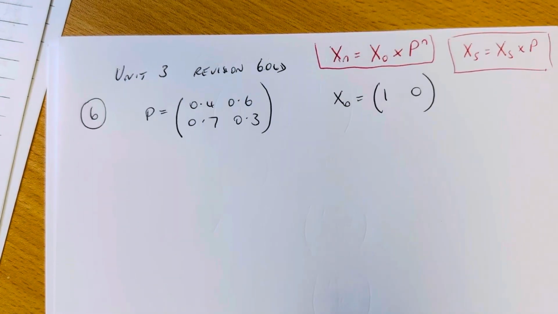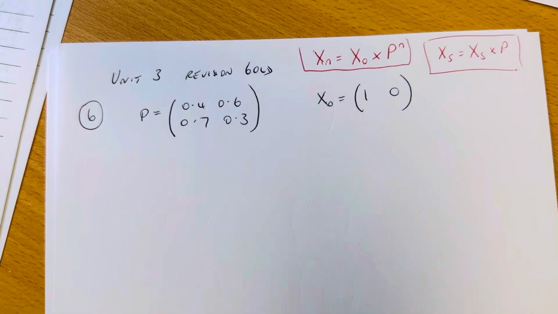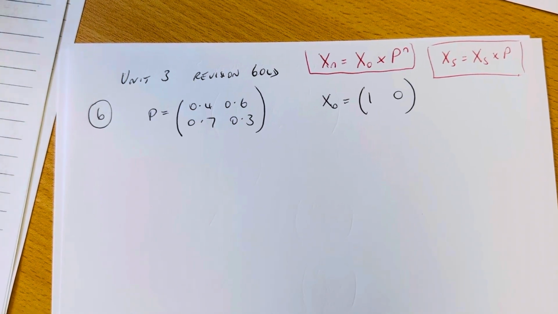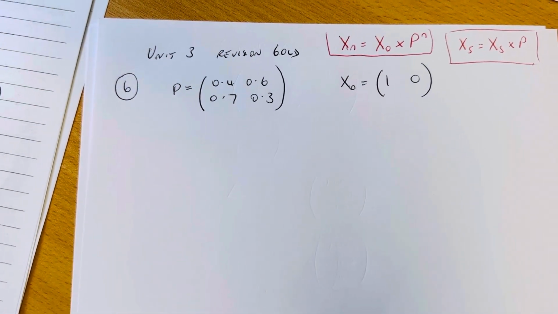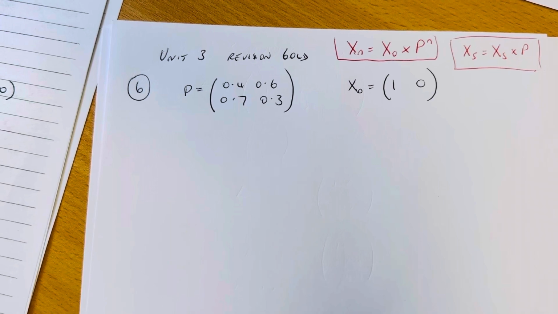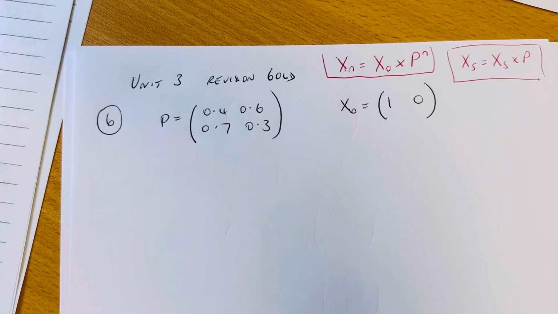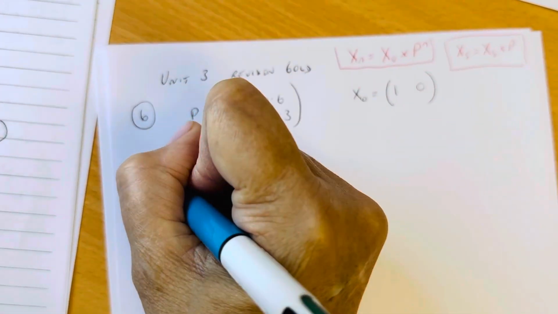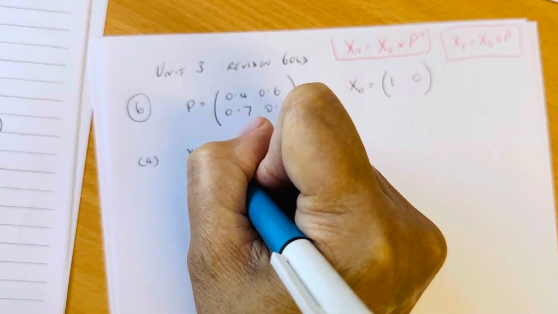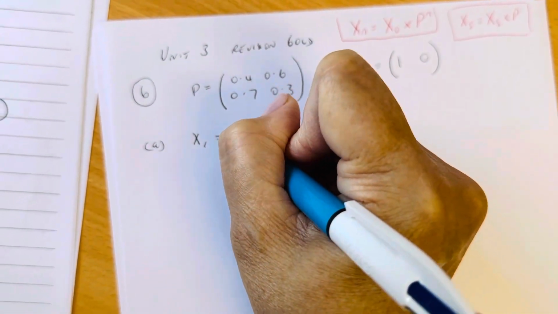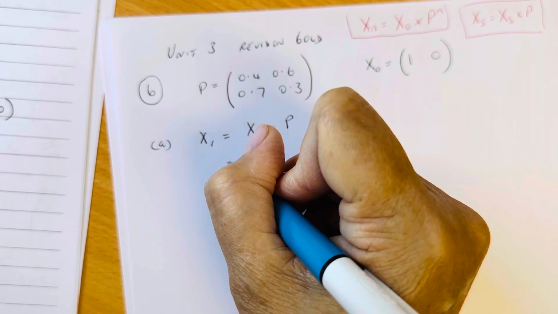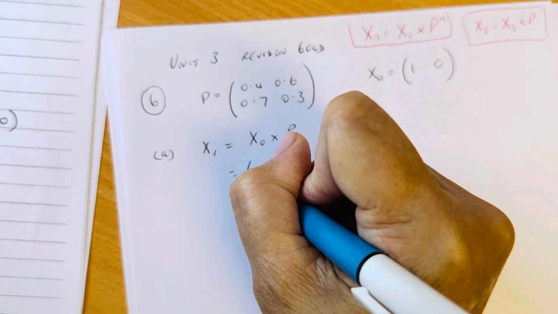Unit 3, Revision Gold, question 6 is a Markov chain question. We are given the transition matrix P and we are given the initial state. So for A, we need to find x1. We're going to do that as x0 times P. Now it's asked that we do this tech-free.